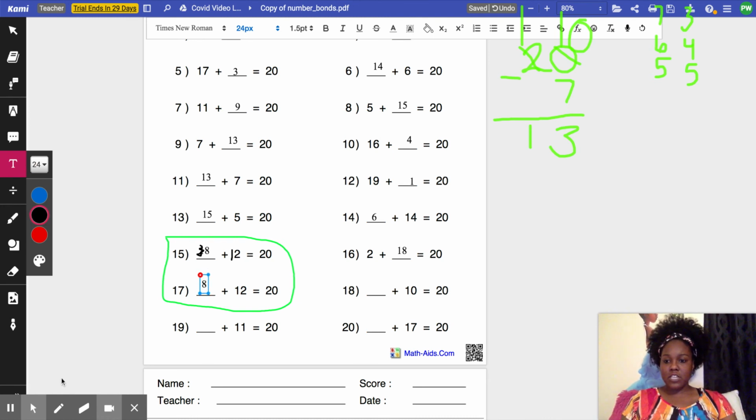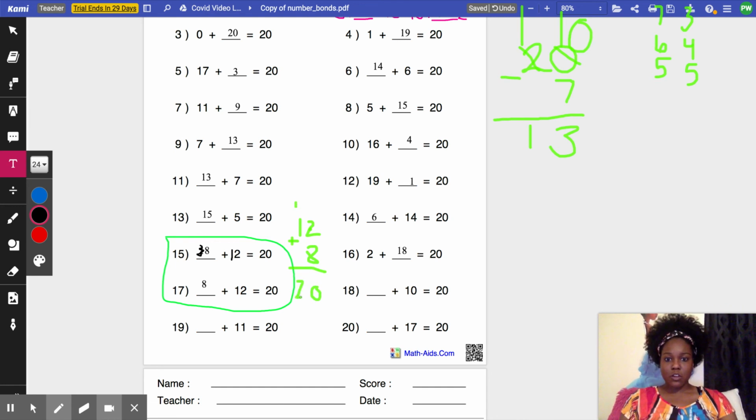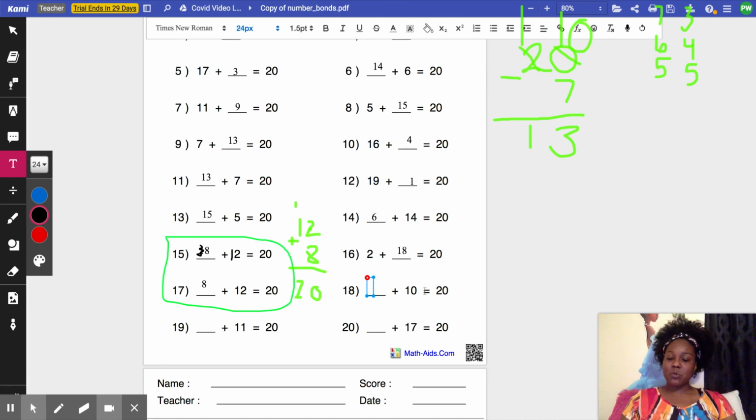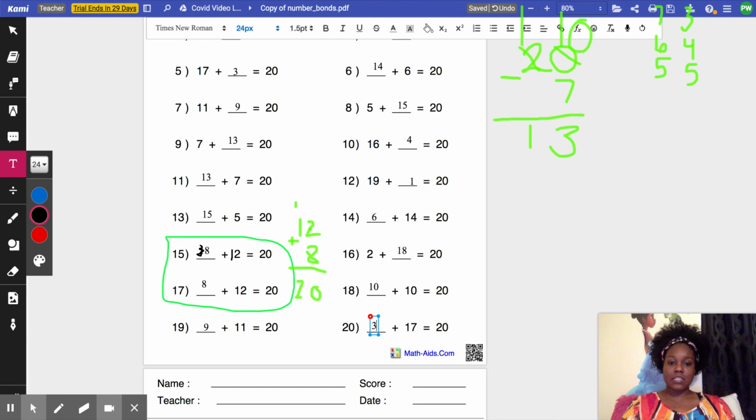I can double check by adding 12 plus 8. 8 plus 2 is 10. And 1 plus 1 is 2. Huh, so cool. That place value comes in handy. All right, I'm going to go ahead and finish up. Something plus 10 gives me 20. I've been talking about this the whole video. 10 plus 10 is 20. I know my doubles. 11 plus 9 is 20. And 3 plus 17 is 20.